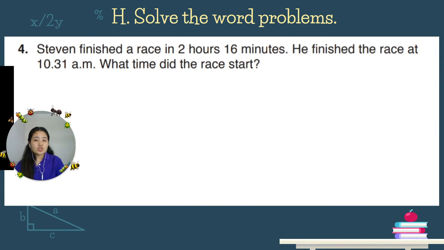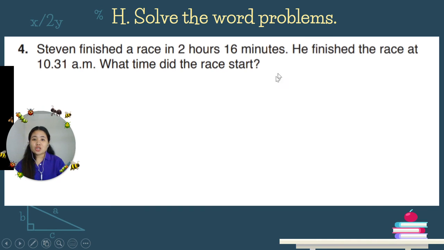Stephen finished a race in 2 hours and 16 minutes. He finished the race at 10:31 a.m. What time did the race start? Okay, again. Stephen finished a race in 2 hours and 16 minutes. He finished the race at 10:31 a.m. What time did the race start? Okay, if you look at the problem, the 2 hours and 16 minutes is already the duration. He finished the race, so that means the 10:31 a.m. here is the end time.